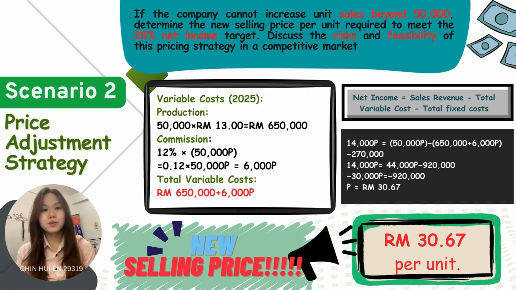For scenario 2, where the sales volume cannot exceed 50,000 units, we adjusted the price instead by solving for the new price while accounting for the variable costs and fixed expenses. We found EcoGlow must increase its selling price to 30 ringgit and 67 per unit. While this meets the target, it risks losing price-sensitive customers in a competitive market.